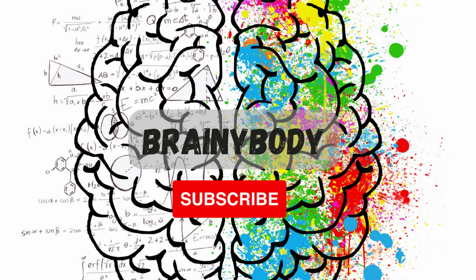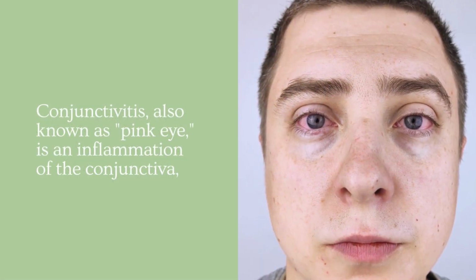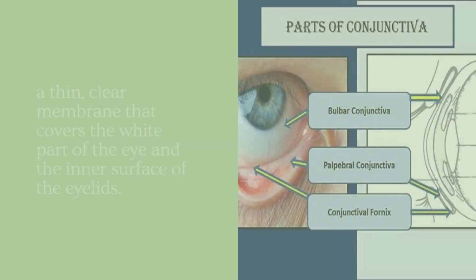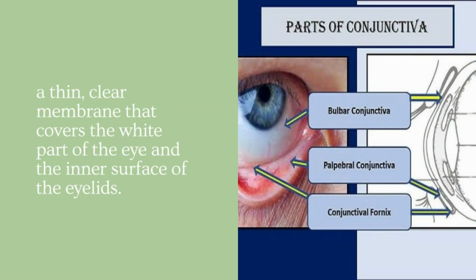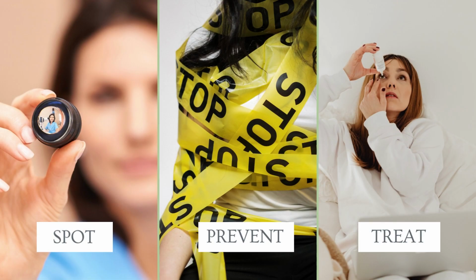Conjunctivitis, also known as pink eye, is an inflammation of the conjunctiva, a thin, clear membrane that covers the white part of the eye and the inner surface of the eyelids. Knowing how to spot, prevent, and treat conjunctivitis can help you protect your eyes and avoid complications.